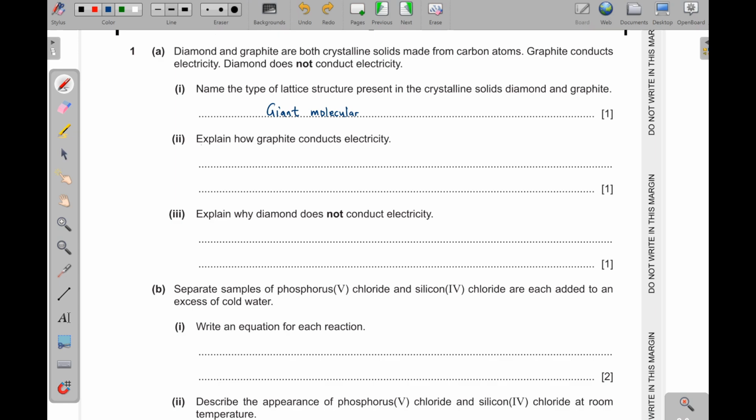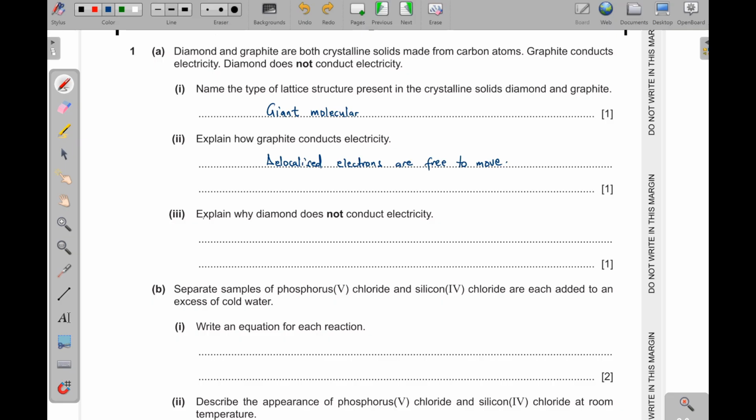All right, then next, explain how graphite conducts electricity. Of course, it has free moving delocalized what? Electrons. Free, or we can say delocalized electrons are free to move. That is it. Remember, conduction of electricity can be due to the free movement of electrons or the free movement of ions. That is for ionic structures like sodium chloride.